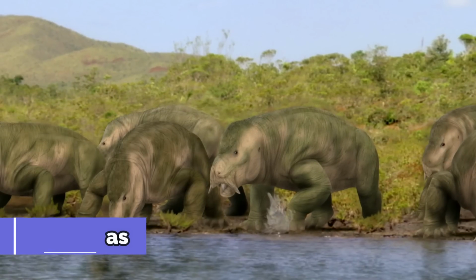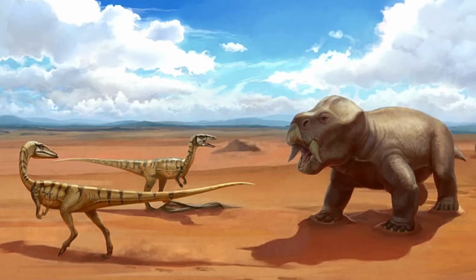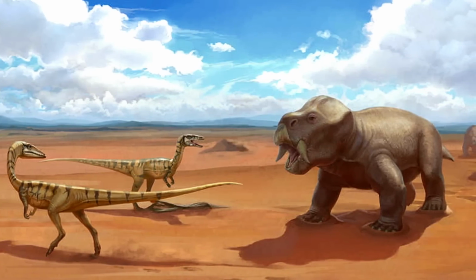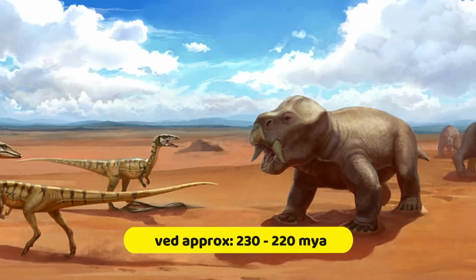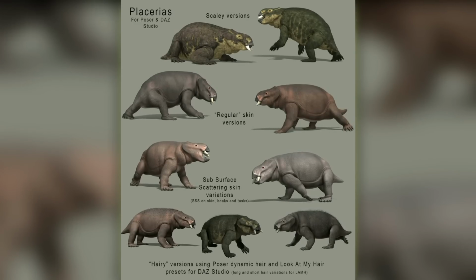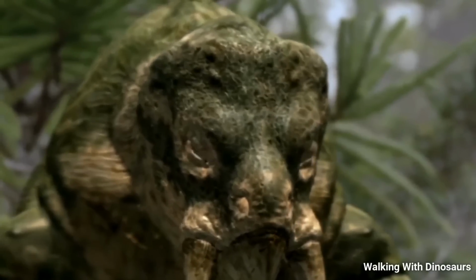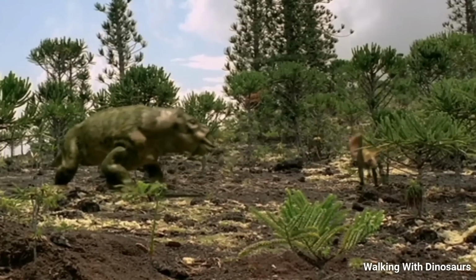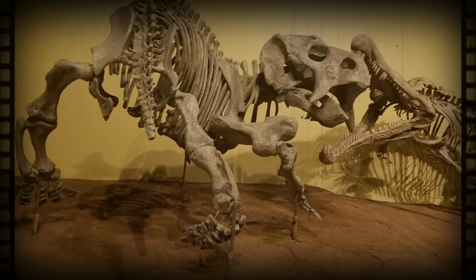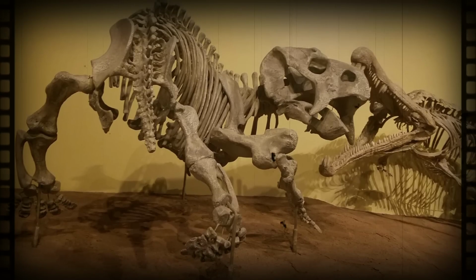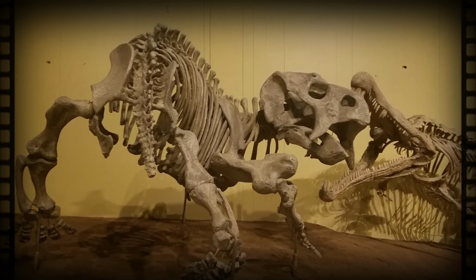Placerias. Placerias is an extinct genus of dicynodonts that lived during the Carnian to the Norian age of the Triassic period, 230 to 220 million years ago. It belonged to a larger group called Dicynodontia, which was one of the most successful and diverse groups of herbivores during the Permian and Triassic periods. Placerias fossils have been found in North America, particularly in the Chinle Formation of Arizona and New Mexico.